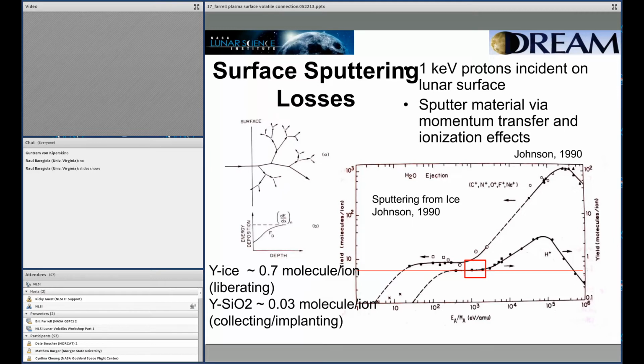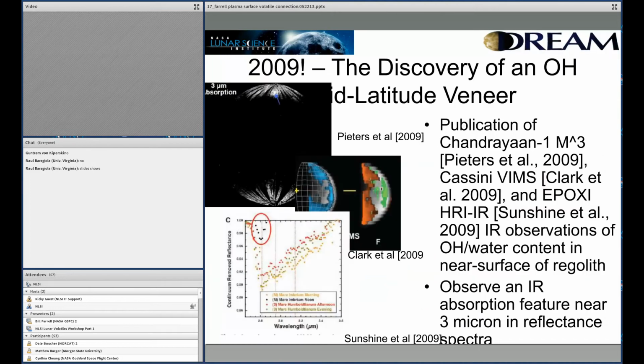Now, again, for ice, the yields for ice, I show that down there in the lower left-hand corner. It's almost 1 molecule released for every ion coming in. So sputtering really does wear down ice. For something like SiO2, it's a lot less. It's more of a collecting and implanting material, where the yields are about 1 in 30. Next slide. But 2009 changed all this dramatically.